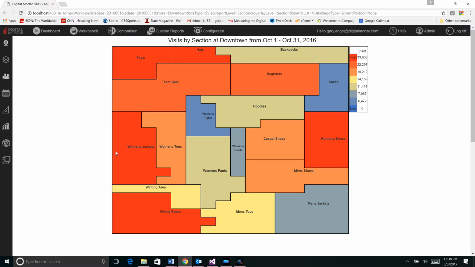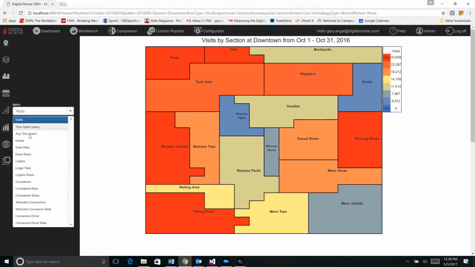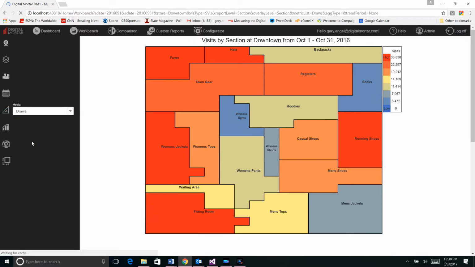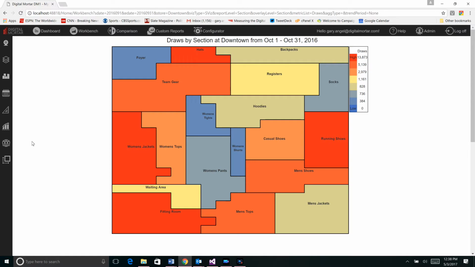To answer that question, I'll look at a metric called draws. Draws measure where visitors went first in the store. At the downtown store, women's jackets is one of the top draws. I can see it got more than 6,000 draws on about 23,000 visits, with about 9,000 attributed conversions.